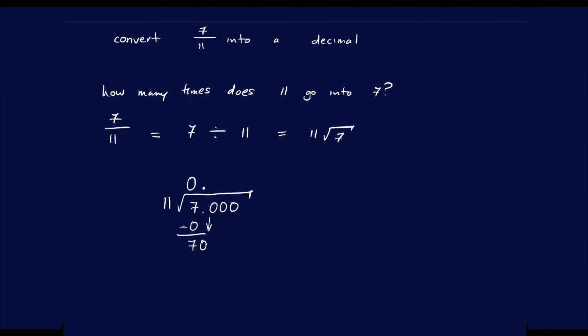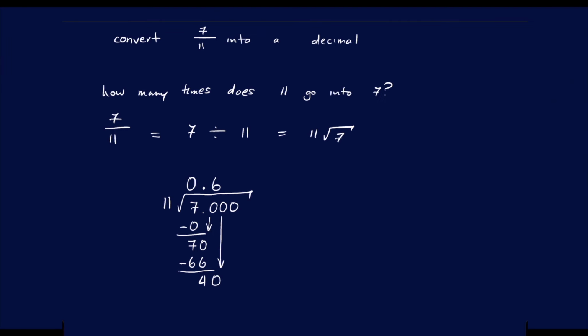Now the next step is figuring out how many times 11 goes into 70, and the answer is 6. Because 11 times 7 is 77, which is too big. So 11 times 6 is 66, which we want to write down underneath that number and subtract them. So now we get 70 minus 66, which is 4. And since we just subtracted two numbers, we want to bring down the next digit, which is 0.